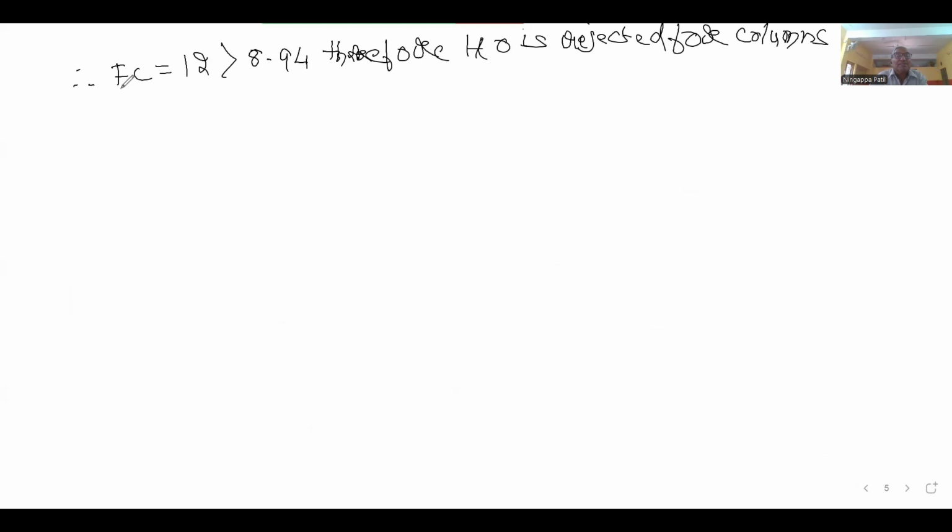Look here, FC equal to 12 and 8.94. 12 is greater than 8.94, means FC is greater than the table value. Therefore, H0 is rejected for columns.